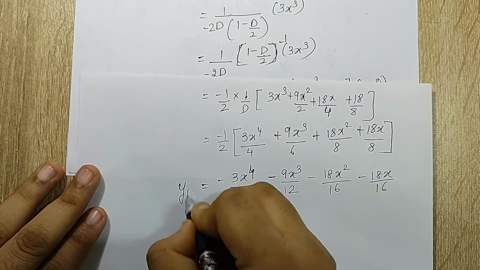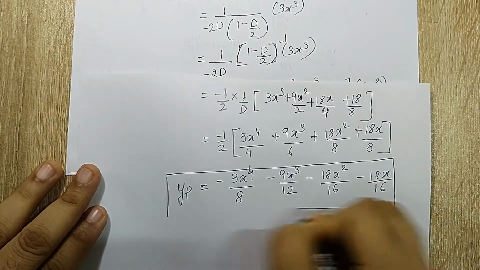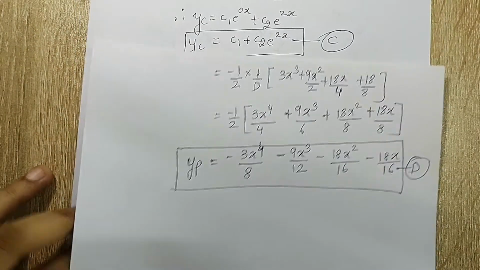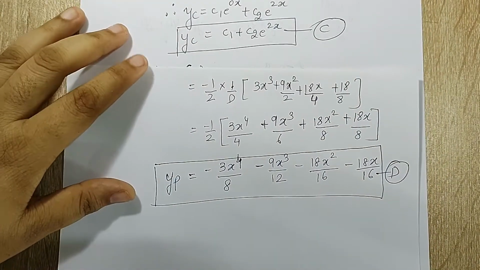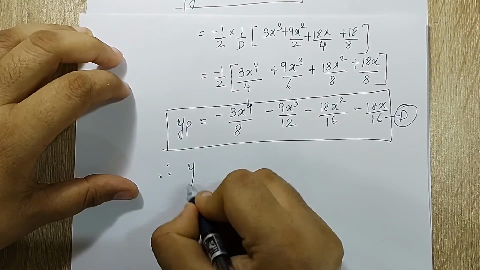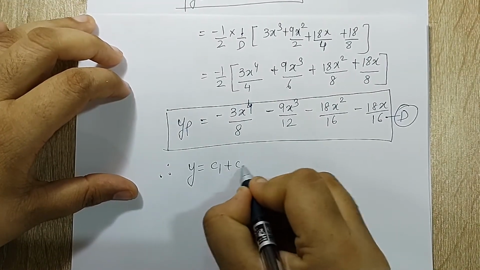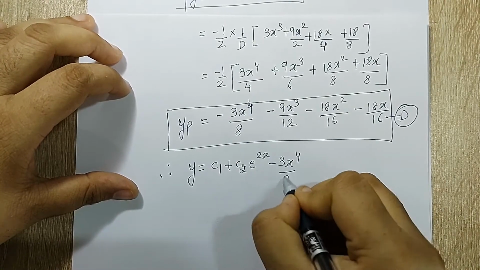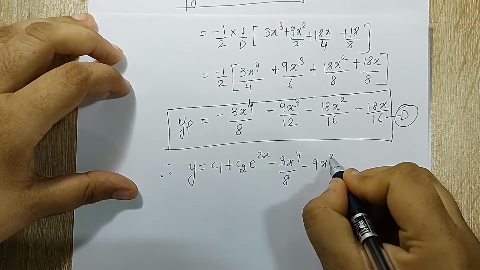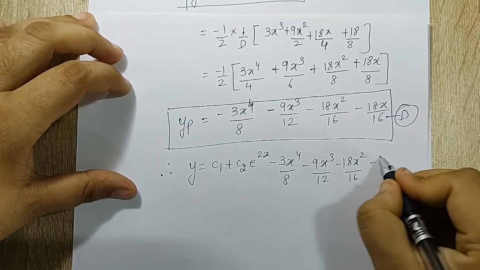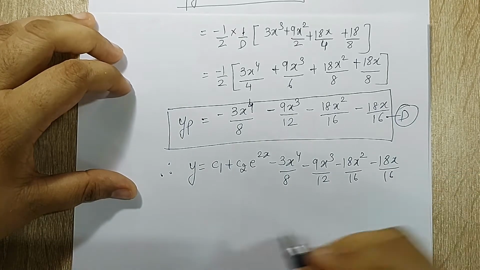So this is the equation for yp. This is my equation D. Now I will be substituting equation C and D in equation B, which I found. So therefore I get y is equal to C1 plus C2 e raised to 2x minus 3x raised to 4 upon 8 minus 9x cube upon 12 minus 18x square by 16 minus 18x by 16.